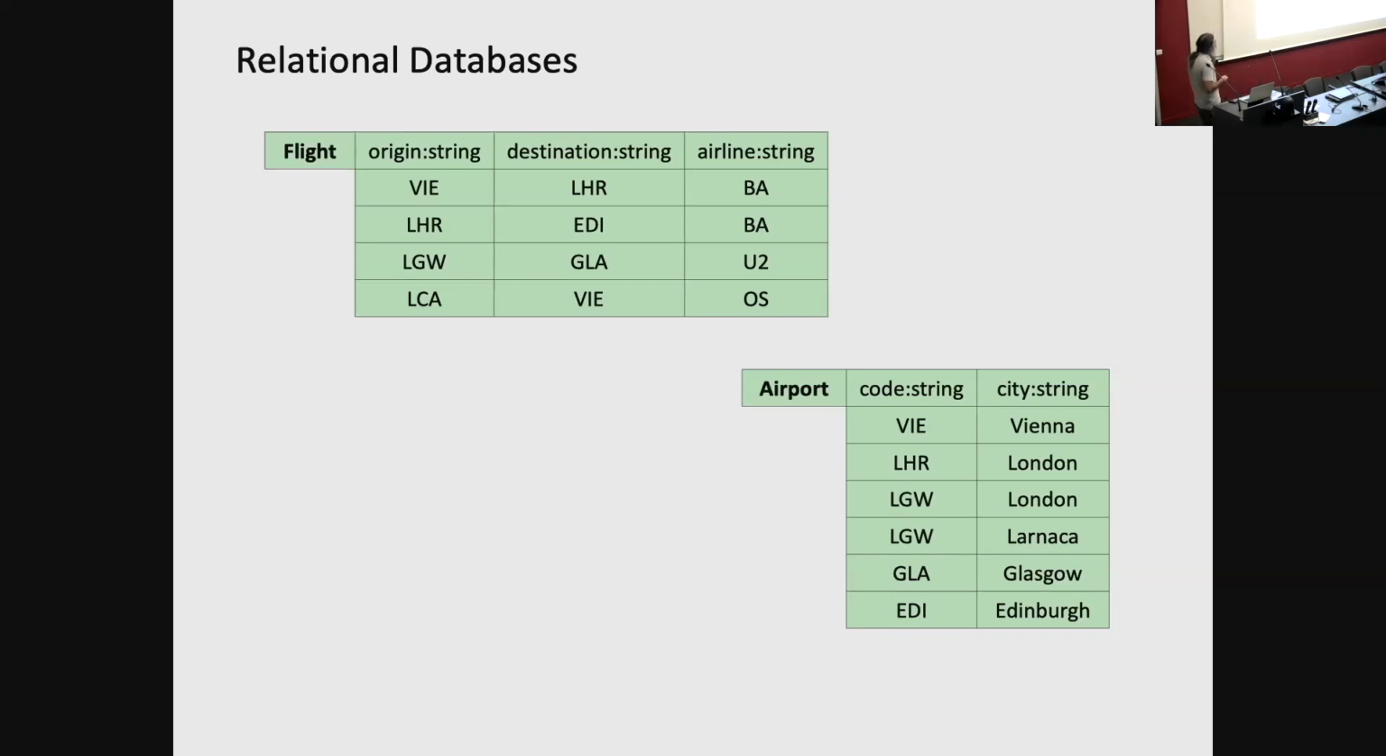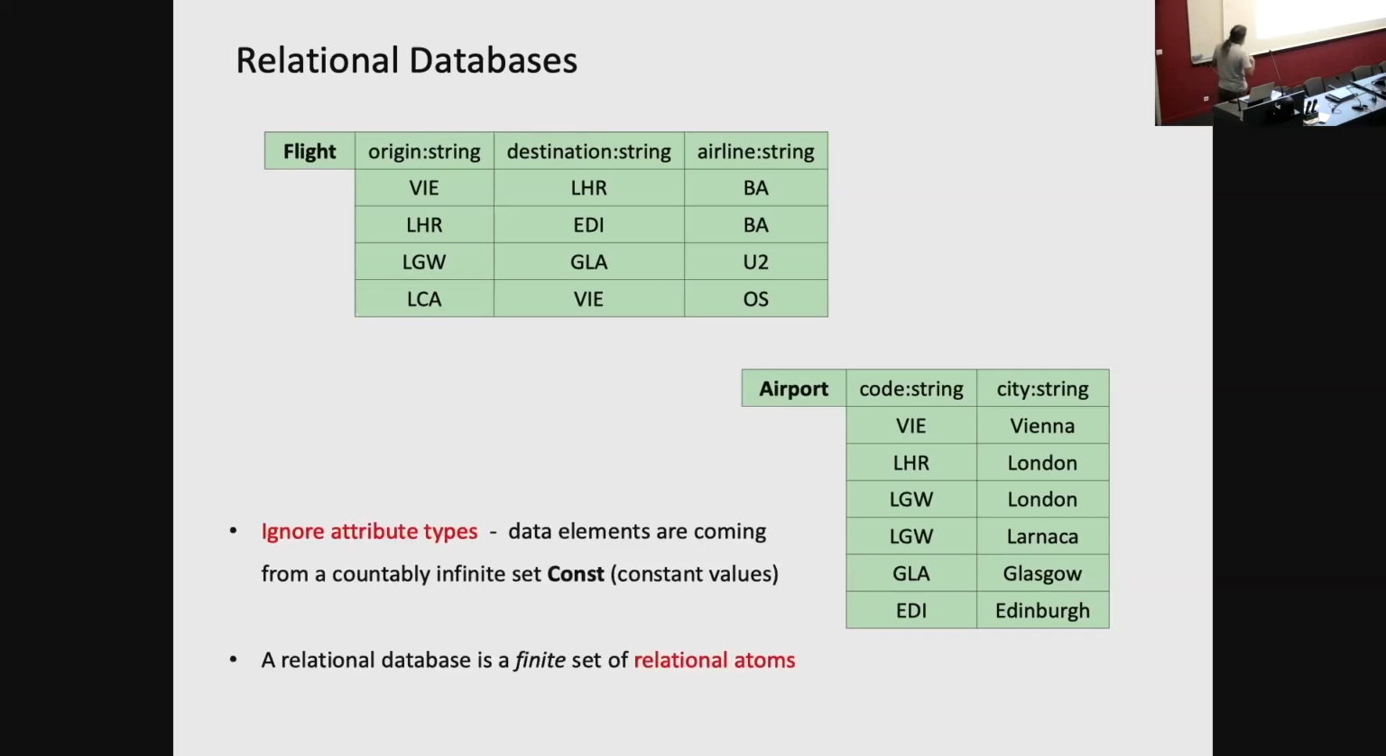Now, a couple of remarks here. Whenever we study relational databases from a foundational point of view, usually we ignore these attribute types, and we assume that all the data elements are coming from a countable infinite set that I denote here by const. So this is a countable infinite set of constant values. All the data elements that you see are coming from this const set. We usually do that to simplify things. All the results that I'm going to present are not affected by this. And actually, this brings the whole setting closer to mathematical logic, and that's why we do that.